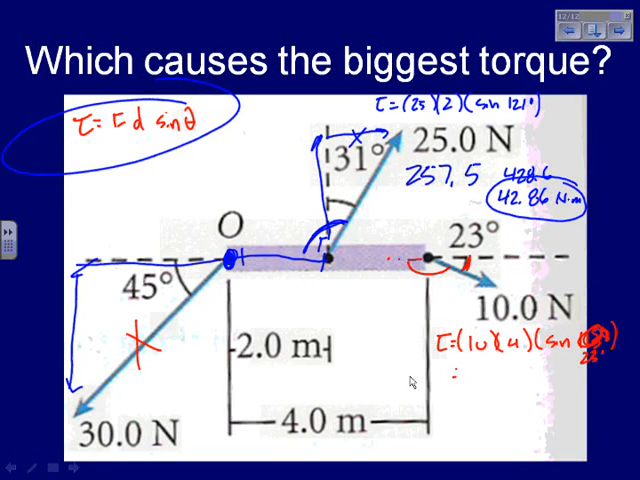How do you get 121? Okay. This one. This is the angle that, sorry, I should change that back to blue. For the blue one, this is the angle between the lever arm and the force. Does that make sense? Okay.